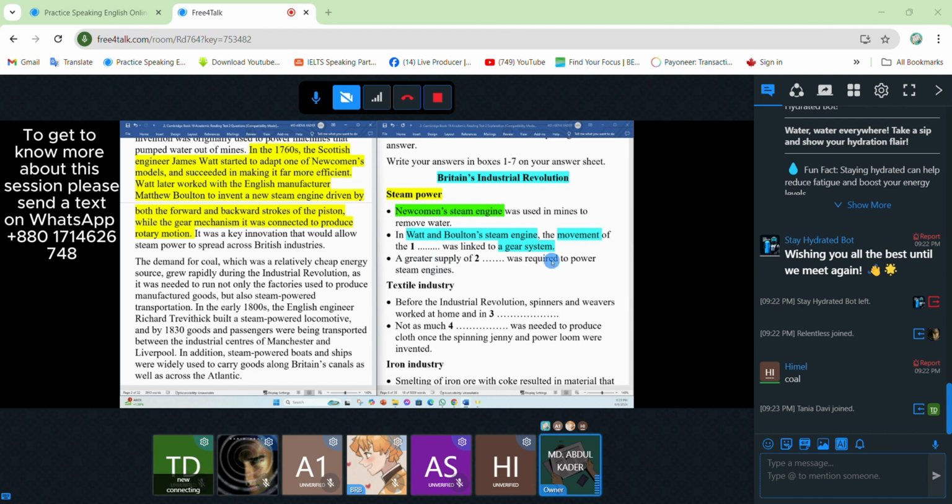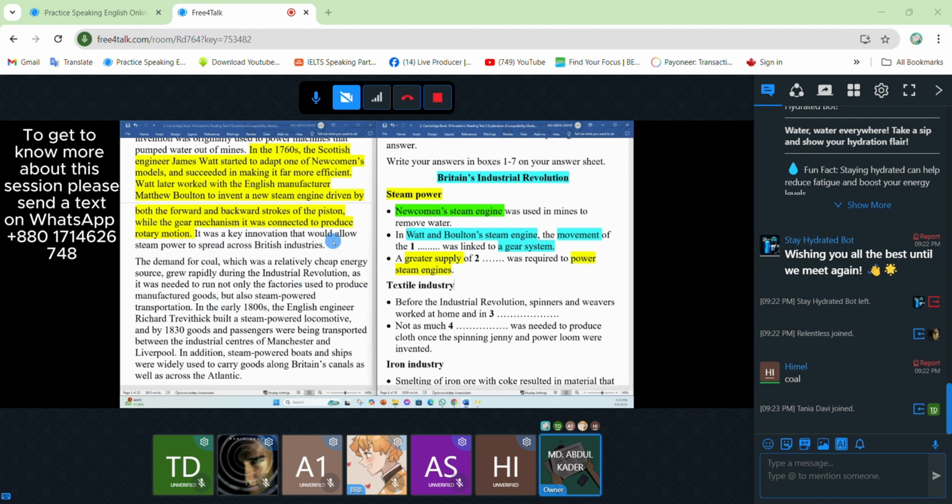Why the demand was huge? That was required to power steam engines. So here we can see greater supply. So our first keyword is greater supply. The second keyword is was required to power steam engines. So steam engines our second keyword, and the last keyword is power. So consider the last word power. To power means to run something, to make start something, right?